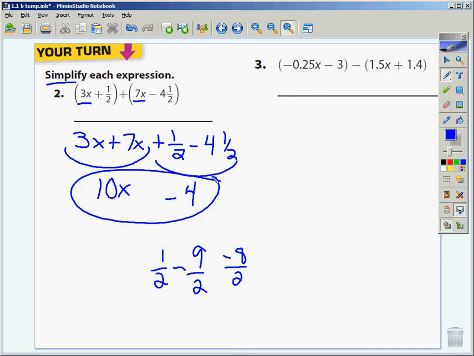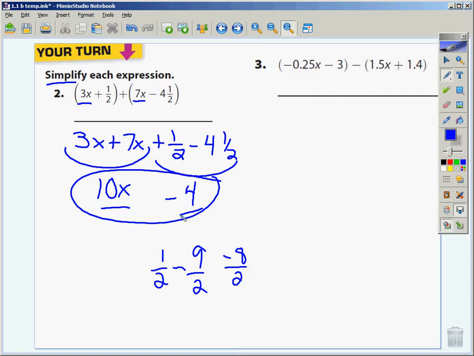Good morning, Wolf. Good to see everybody. Can I put together 10x and negative 4? Yes or no? No. This is apples. This is oranges, bananas, pineapples, potatoes. I can't put them together, they're not the same.